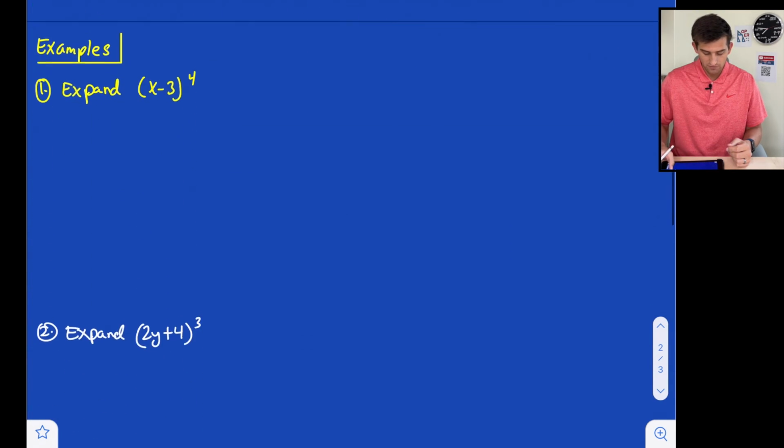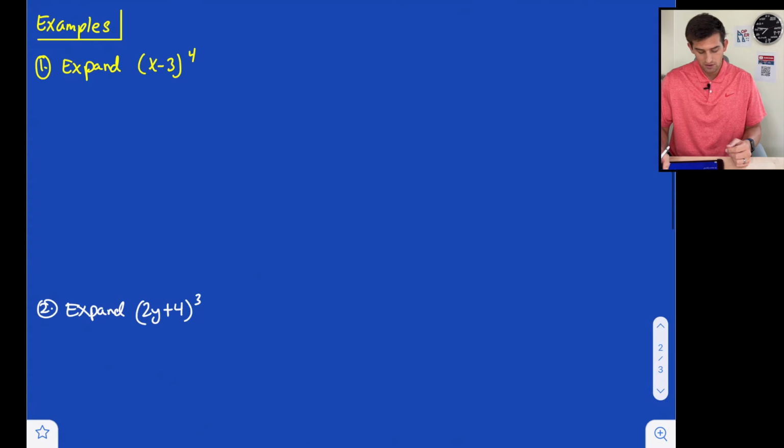So now let's do a couple of examples where we expand, okay? So for number 1, we're going to expand x minus 3 quantity cubed. And then for number 2, we'll expand 2y plus 4 quantity cubed, okay? And so for number 1, I think I might have said cubed. Well, we're going to the 4th power on number 1.